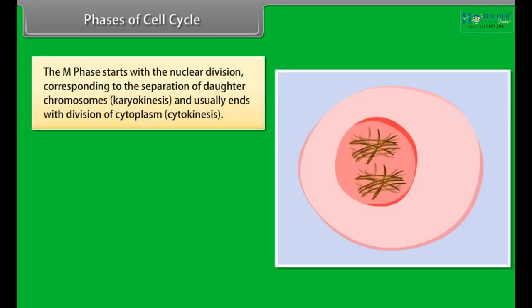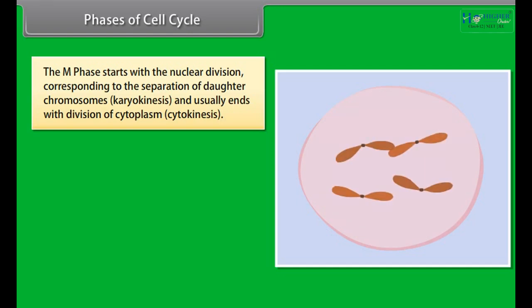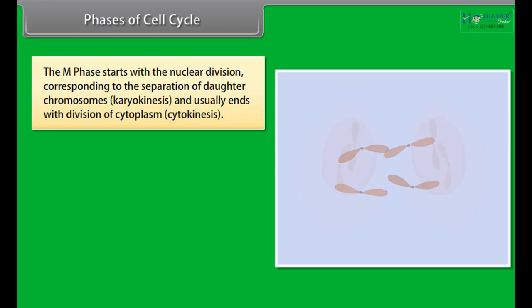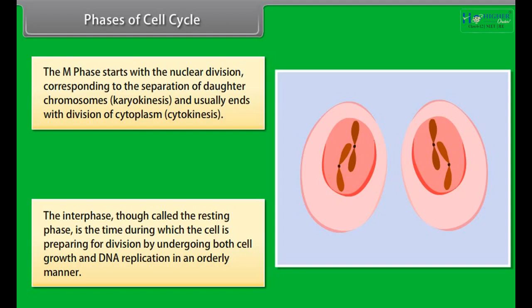The M phase starts with the nuclear division corresponding to the separation of daughter chromosomes, karyokinesis, and usually ends with division of cytoplasm, cytokinesis. The interphase, though called the resting phase, is the time during which the cell is preparing for division by undergoing both cell growth and DNA replication in an orderly manner.